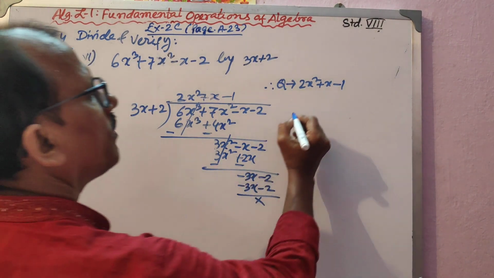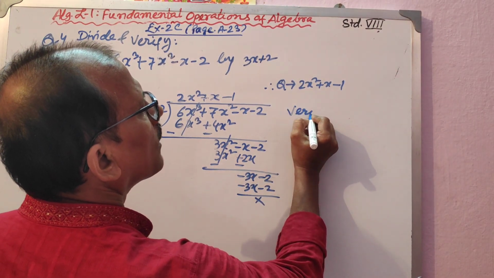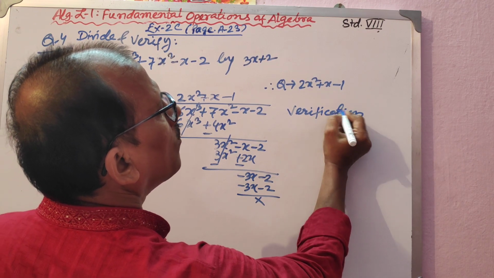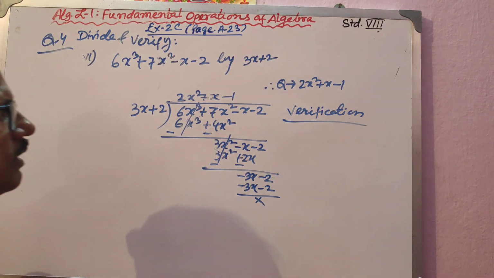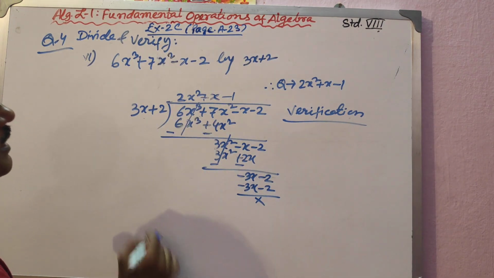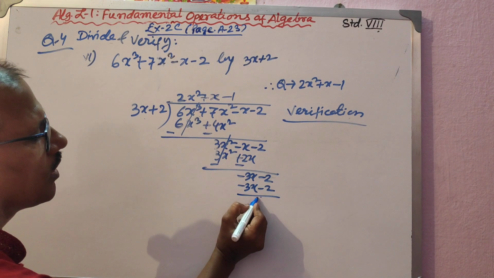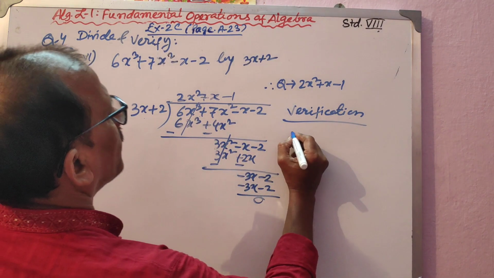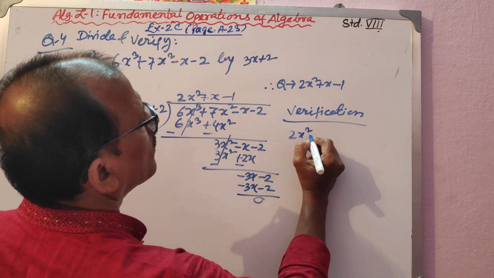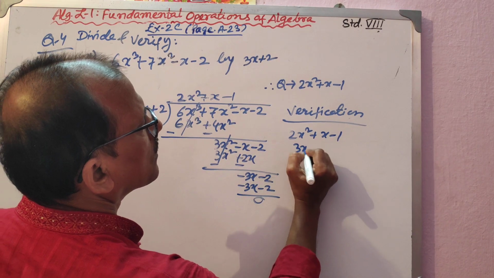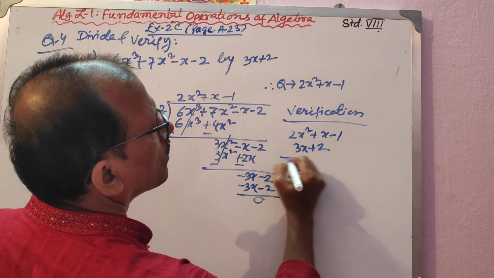Now how will you verify? Verification, how will you do it? That is divisor into quotient plus remainder. Remainder is 0 here, so that you will find the dividend. Let us see. If you multiply 2x square plus x minus 1 by 3x plus 2, what are you going to get?